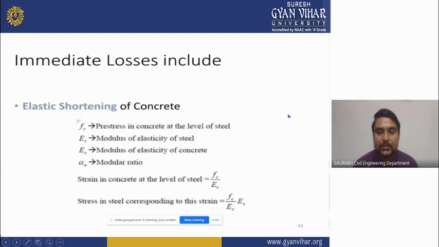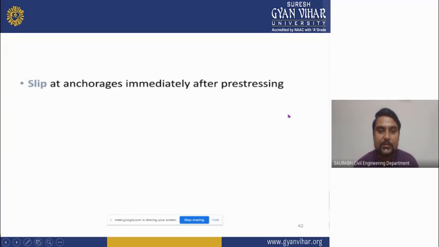Es is known as the modulus of elasticity of steel, Ec is the modulus of elasticity of concrete, and alpha e means the modular ratio. Strain in concrete at the level of steel will be fc upon Ec. Stress in the steel corresponding to the strain will be equal to fc upon Ec into Es.